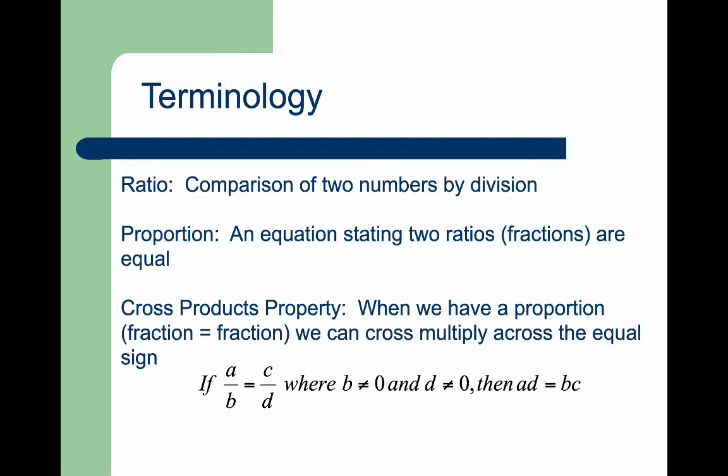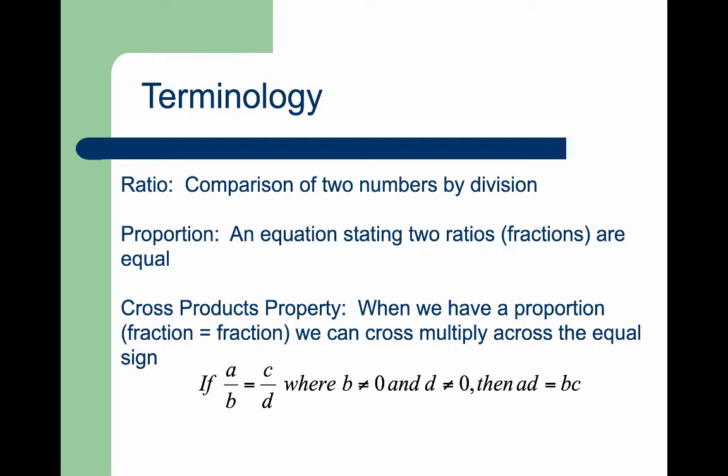First, some terminology. Ratios are a comparison of two numbers by division. We've seen this quite a bit already this year. And a proportion is an equation stating that two ratios, or two fractions, are equal to each other. That is what we'll be looking at today.